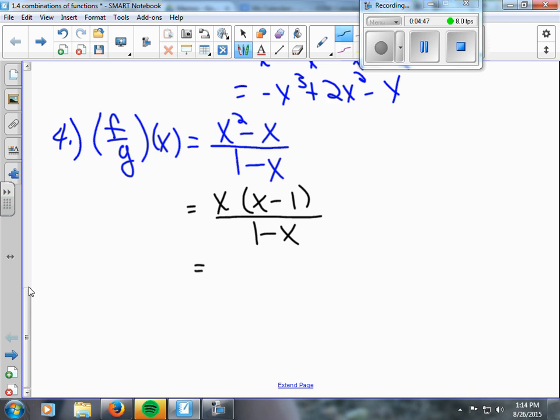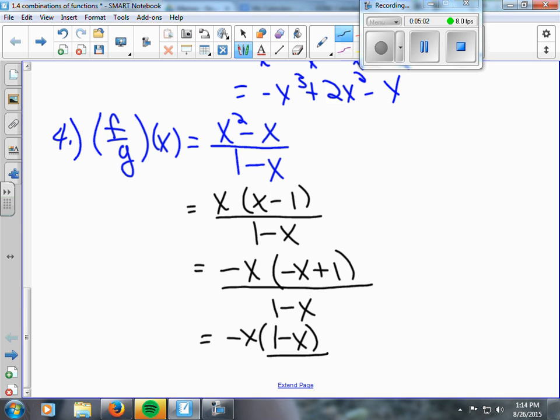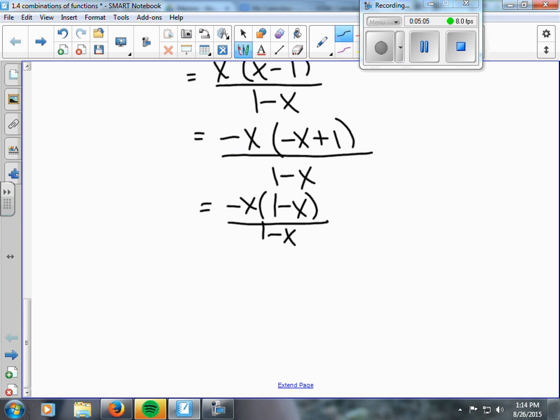Well, instead of just factoring out an x, I should have factored out a negative x. That would give me negative x plus 1. Now in this case, negative x plus 1 is the same as 1 minus x. And so now that I have 1 minus x multiplied on the top, that can cancel with the 1 minus x on the bottom. And so this is just negative x.